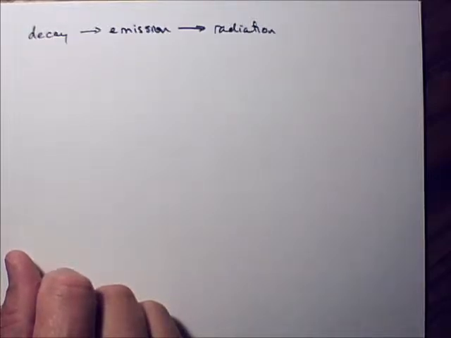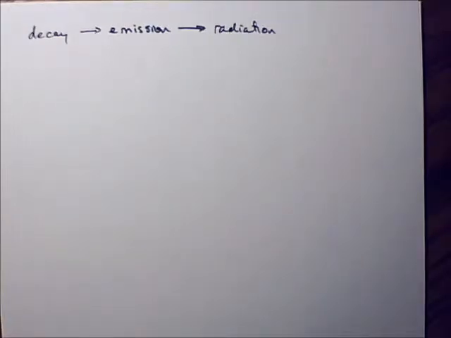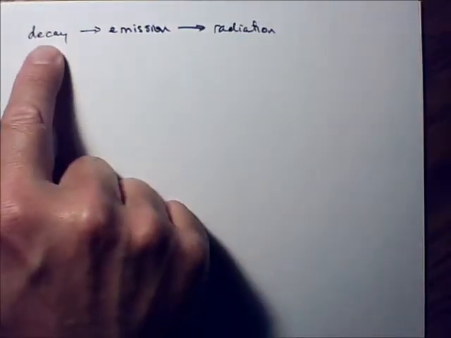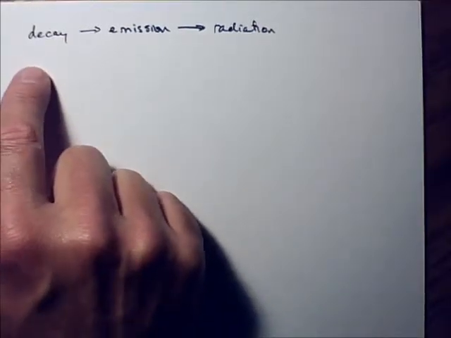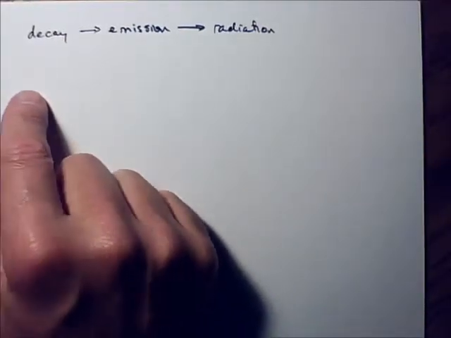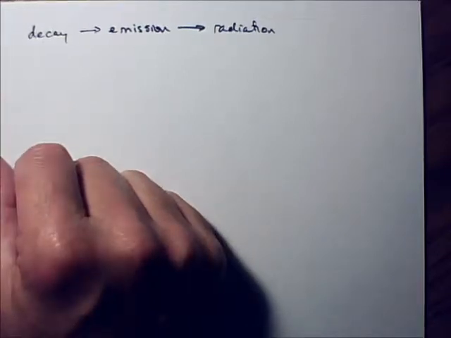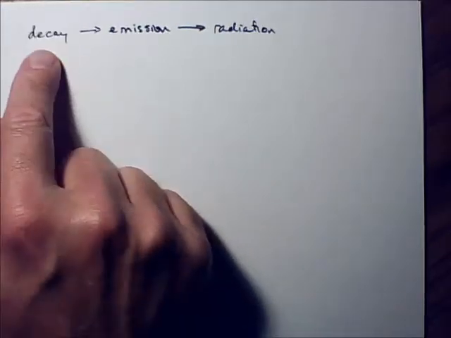Now, I want to first give you an overview of some of the terms we're talking about here. Nuclear decay. If it says nuclear in front of it, that means it's happening where? In the nucleus. Okay, now this is the nucleus of the atom, not the nucleus of a cell. The nucleus of the atom.